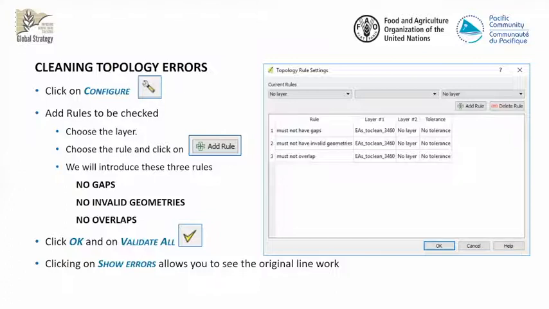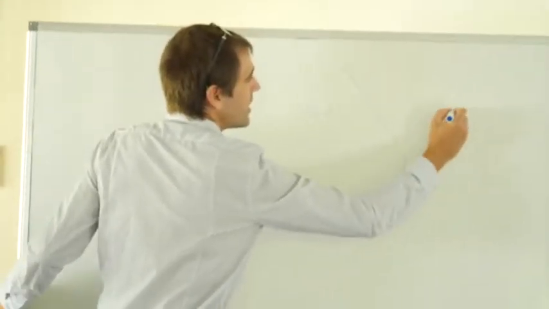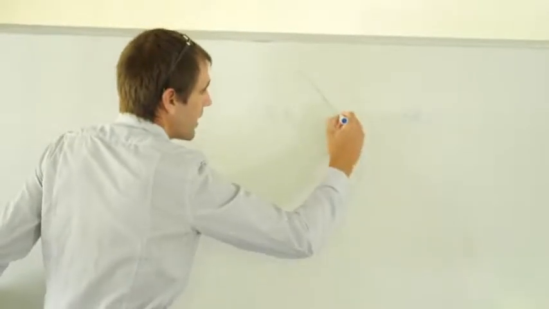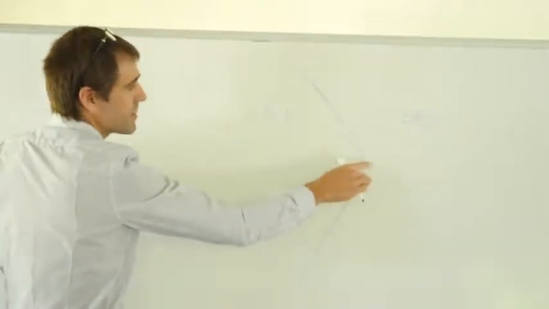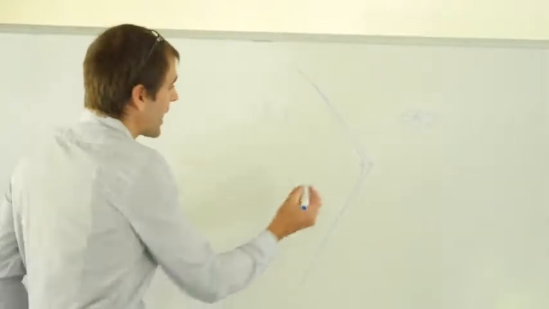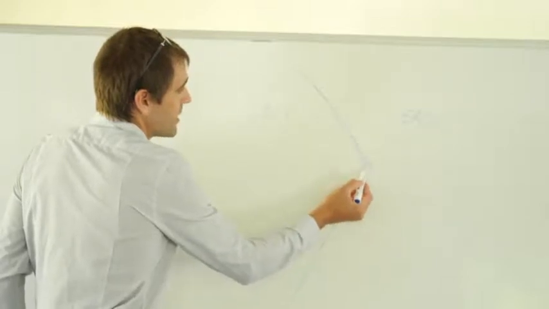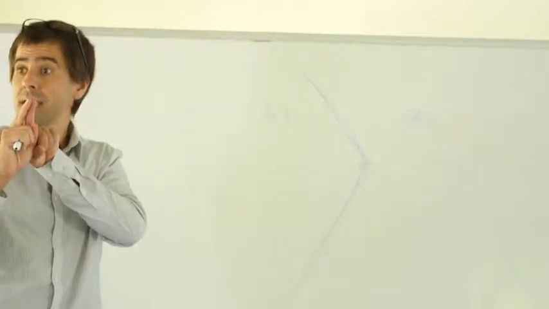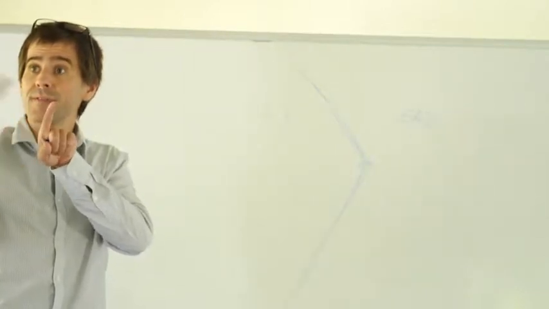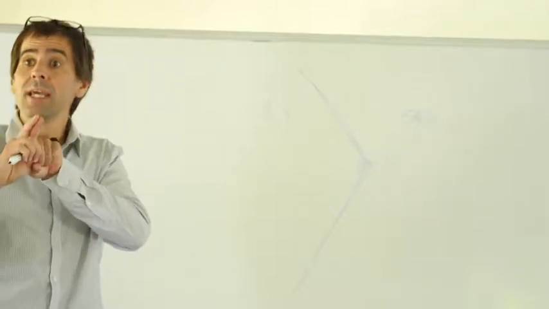What a gap means. So when I have a polygon like this, this is the EA1 and this is the EA2. It's when my vertex sometimes does not match. So I have a blank space here in the middle. When the boundaries do not match, this is a gap. That means that the surface is not covered by the EAs.